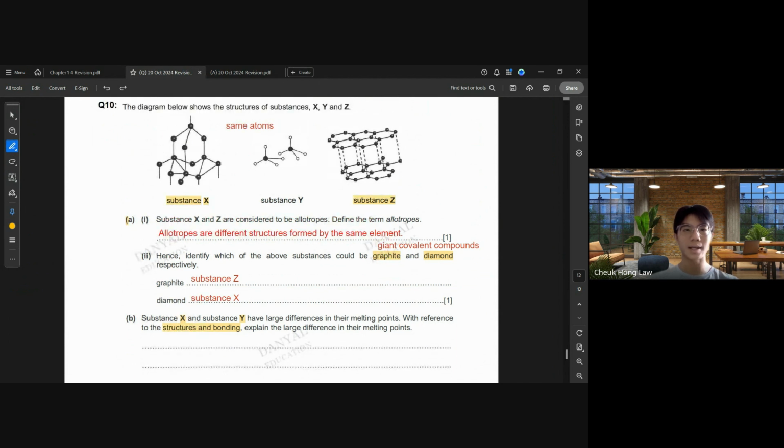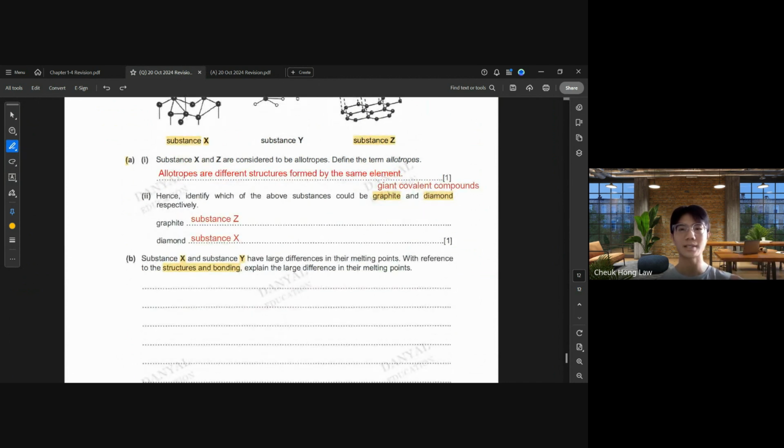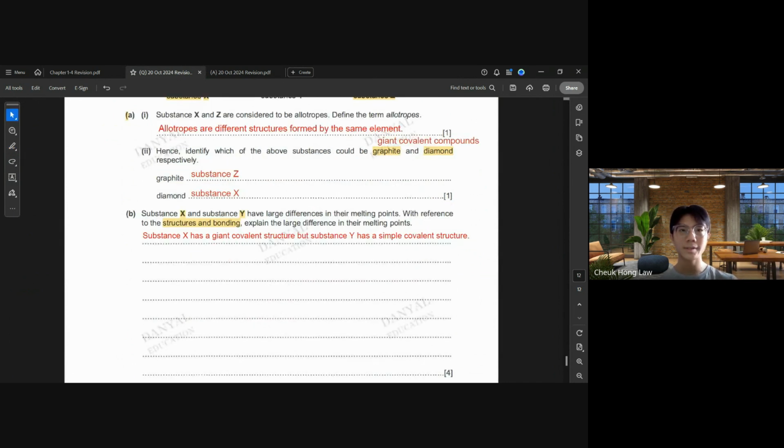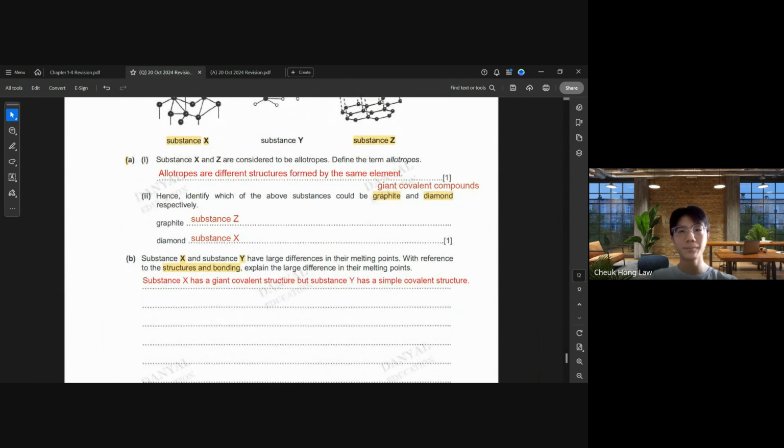Then look at substance X. We already discovered that substance X is probably diamond with this huge tetrahedral structure. So substance X has a giant covalent structure. Okay, that is how I determine the structure and how I use it to explain in the question. All right, so substance X has a giant covalent structure, but substance Y has a simple covalent structure. So now that we identified the structure, we can explain in terms of bonding.